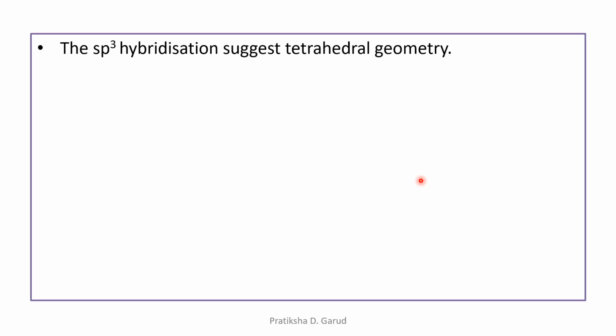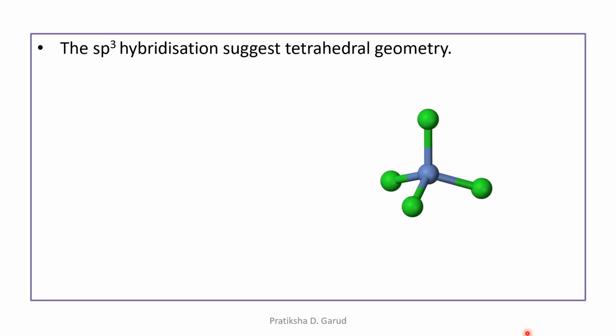Then further, the geometrical shape. The sp3 hybridization suggests the tetrahedral geometry, right? sp3 means tetrahedral geometry. At the center we are having the metal and it is surrounded by the 4 ligands tetrahedrally.